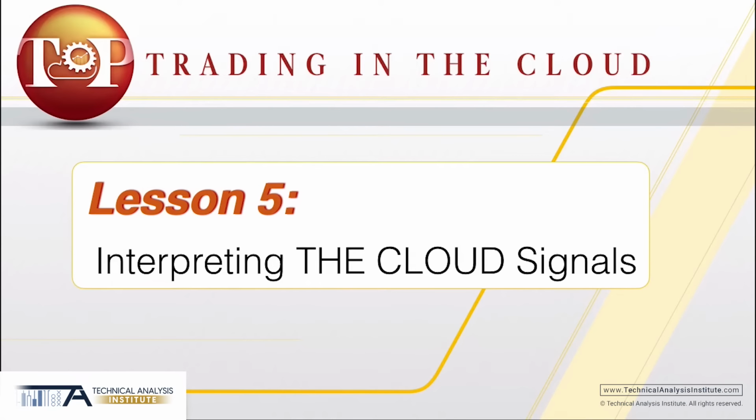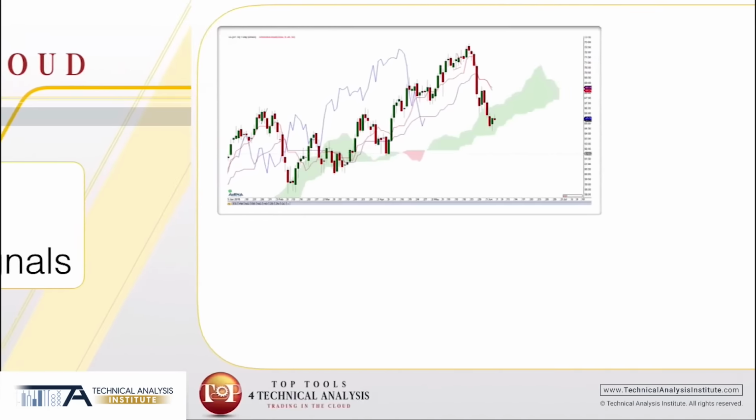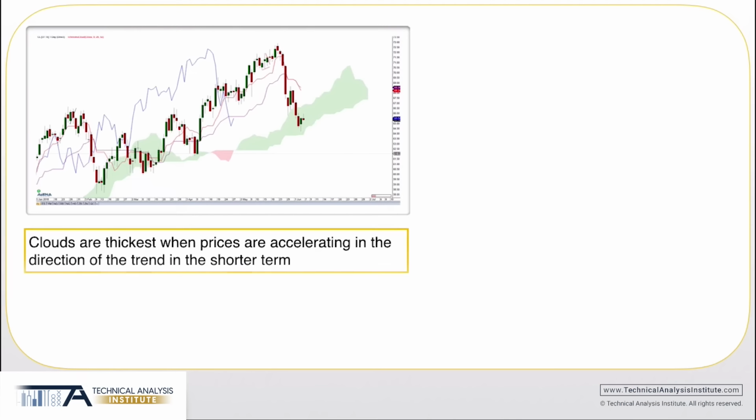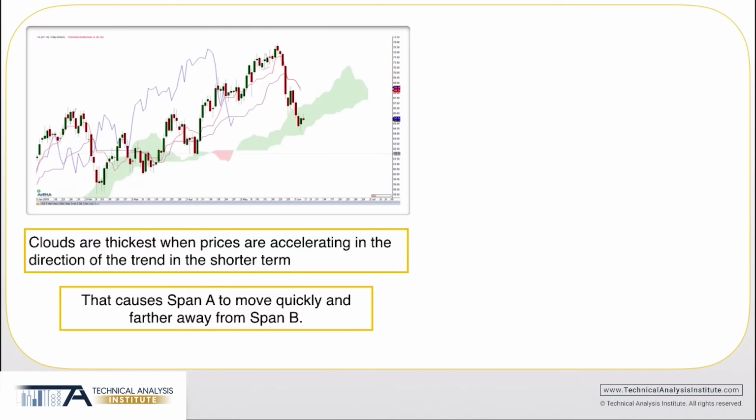We have already discussed many of the most important elements of cloud charts, and there is one particular aspect that most people wonder about: the cloud's look. You may have noticed that clouds become thinner or thicker at different stages. They are thickest when prices are accelerating in the direction of the trend in the shorter term. That causes span A to move quickly and farther away from span B. When that happens, it is a sign that prices will soon enter into a consolidation period or reverse altogether.